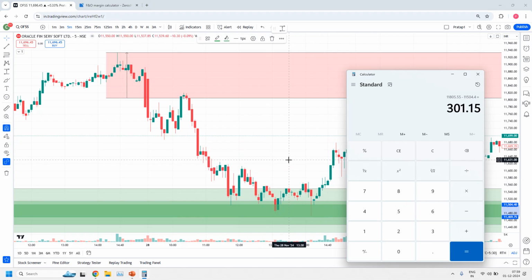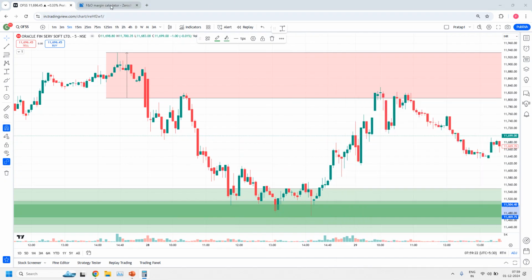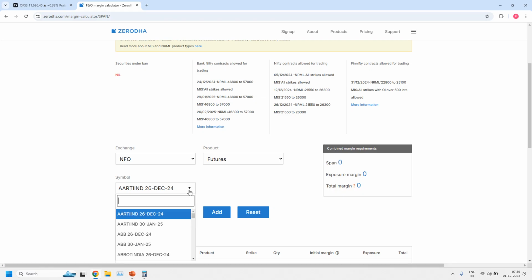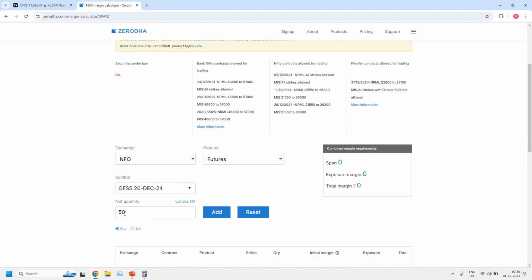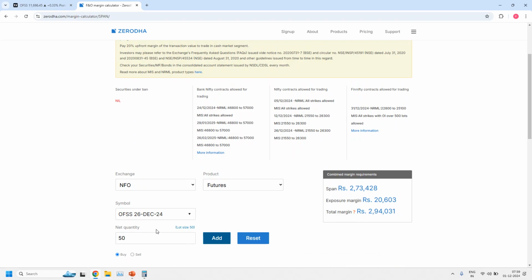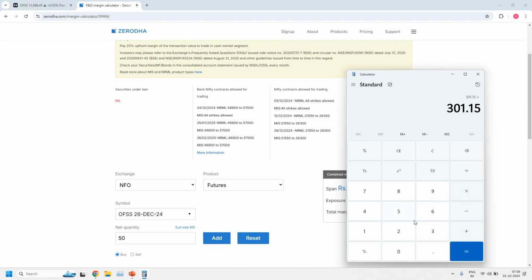Suppose you took a future of OFSS. I'm not calculating ROI, we will see the profits. So lot size is 50, and our margin cost would have been 2,94,000, OFSS on the 26th expiry, December expiry. So into 50, you would have got 15,557 rupees profit in 2 days. So this is how OFSS would have given you the profit.